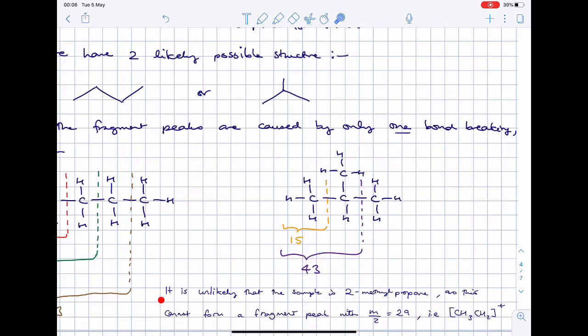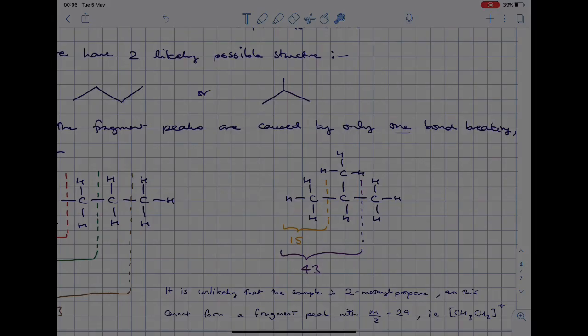So I've concluded that it is unlikely the sample is 2-methylpropane, as this cannot form a fragment peak with m/z value of 29.